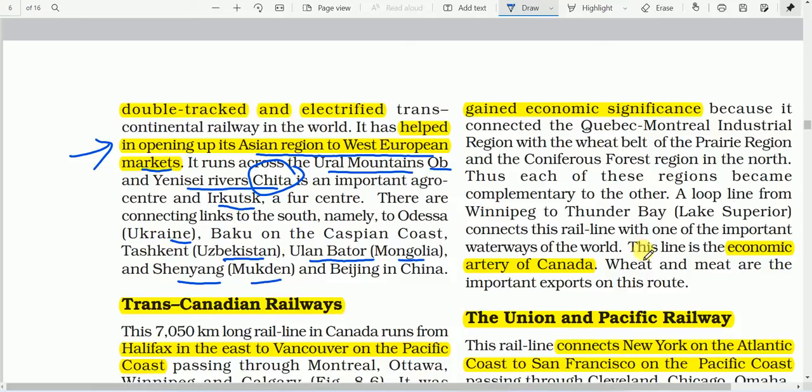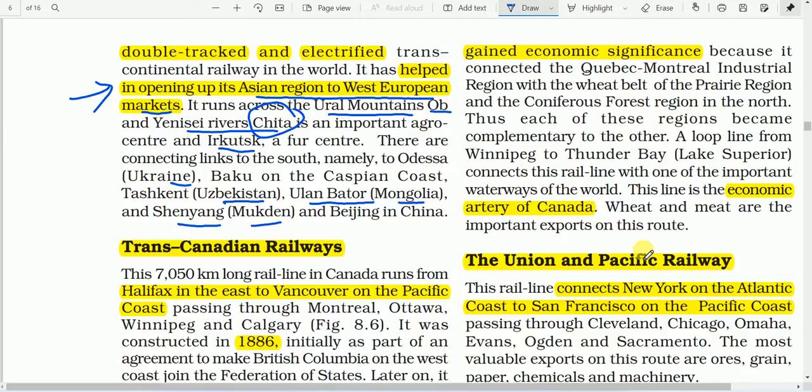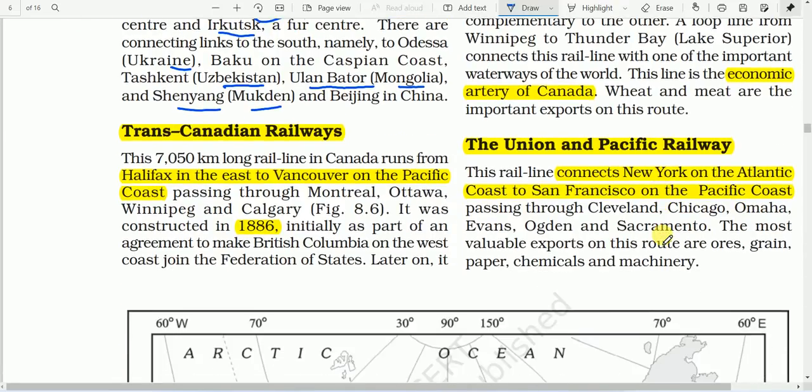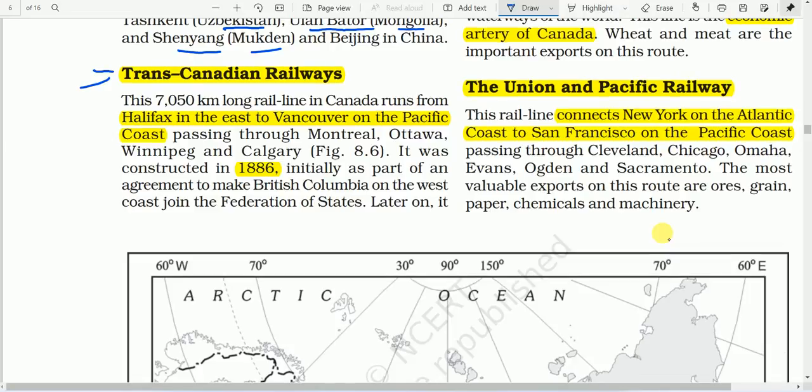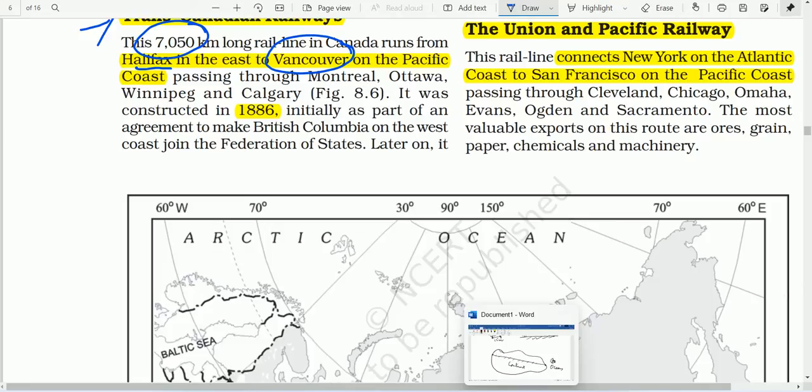All these are connected by the Trans-Siberian Railways with their respective extensions. And next we have the Trans-Canadian Railways. This is a 7,050 kilometer long rail line in Canada, running from Halifax in the east to Vancouver on the Pacific coast. We have the map here also. It is also there in the book.